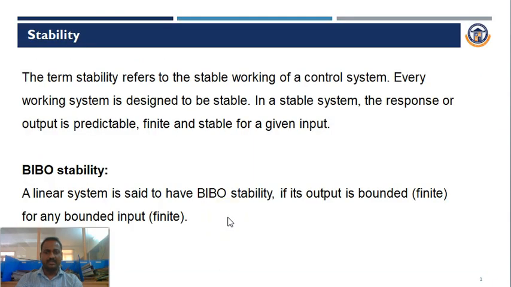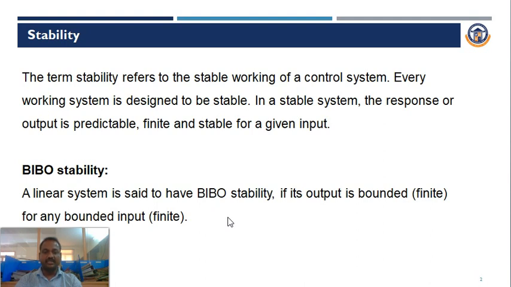So what is stability? The term stability refers to the stable working of a control system. Every working system is designed to be stable. In a stable system, the response or the output is predictable in nature, and at the same time it is finite and stable for a given input.